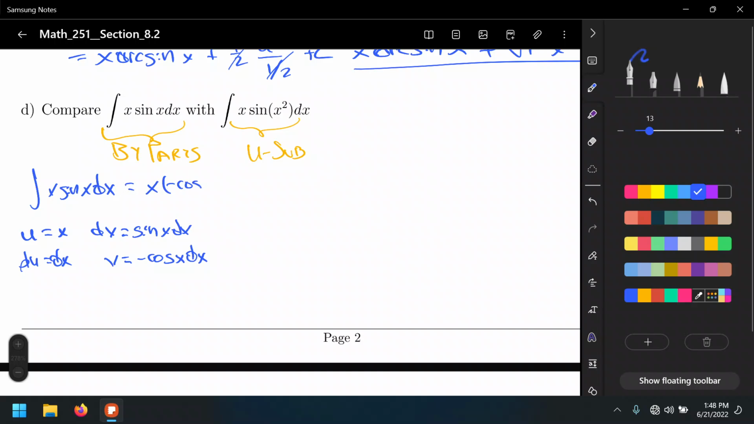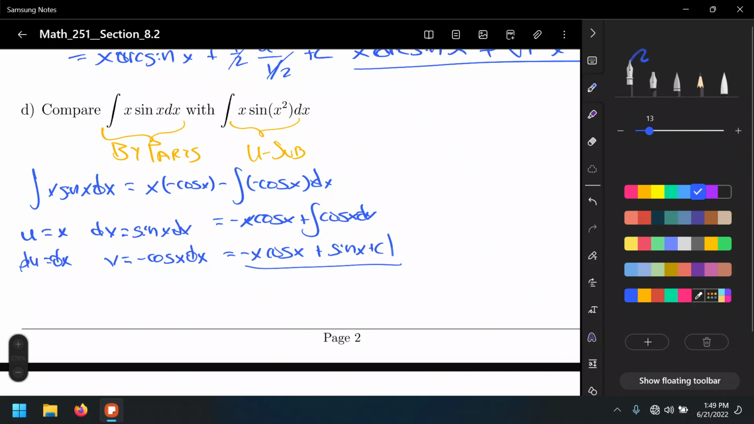Okay, so we have everything: u times v, x times negative cos, minus the integral of v, which is negative cos, dx. So that's going to be negative x cosine x plus the integral of cosine. Well, the integral of cosine in this case is positive sine. So the integrals and the derivatives reverse the sign, right? The derivative of cosine is negative sine, but the integral of cosine is positive sine.